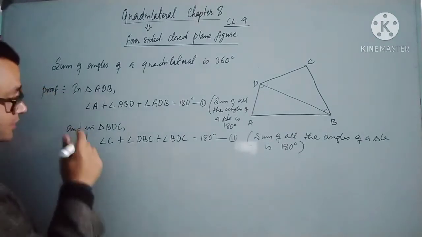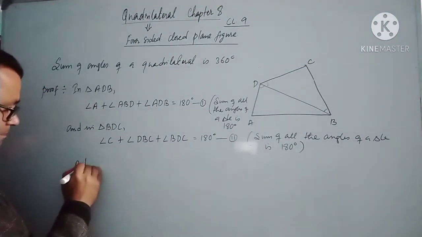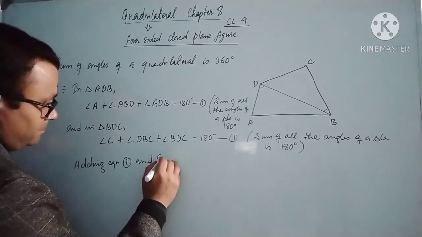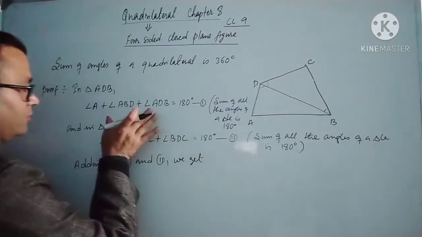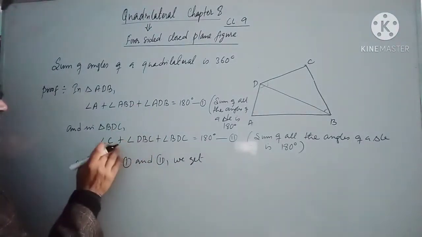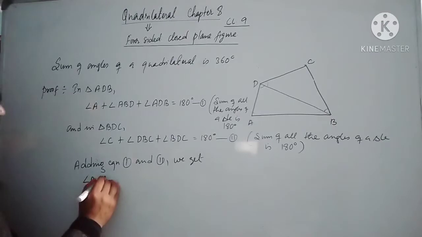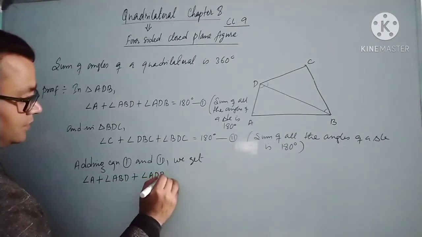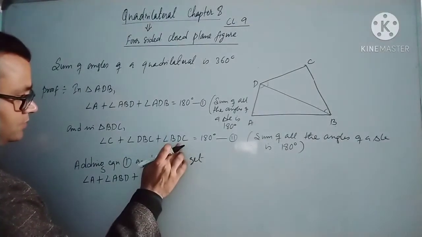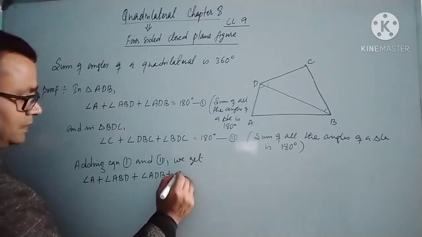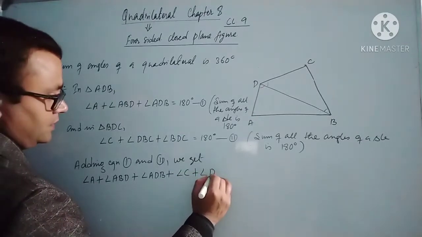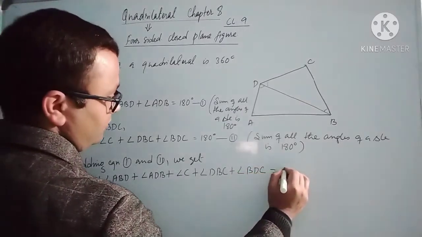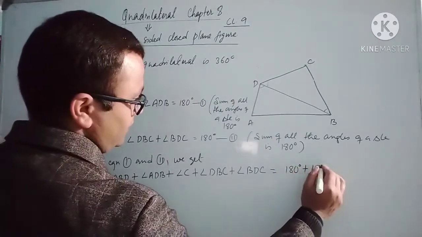Now adding equation 1 and 2, we get, at first LHS: angle A plus angle ABD plus angle ADB plus, now we'll take LHS of equation 2, angle C plus angle DBC plus angle BDC equals, now right hand side is 180 degrees plus 180 degrees.